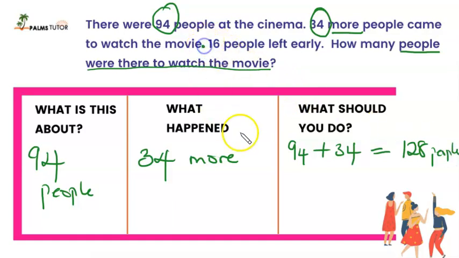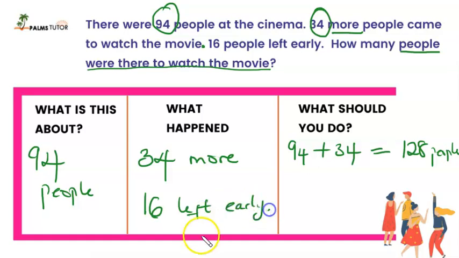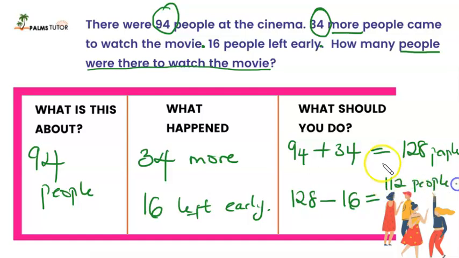But let's see if we still have any information. 16 people left early. So 16 left early. Right? Left early, which means at the end of the cinema, how many people do we have at the end? By the time the movie was rounding up, we have 128 minus 16, which should give us 112. So we have 112 people.